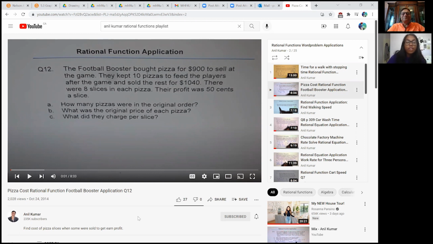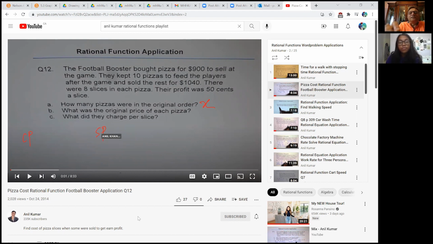For question A, how many pizzas were in the original order? The first thing is to find what X is. We'll say, let the number of pizzas be X. We don't know it, correct? So what they sold would be X minus 10. You're saying X is the total they purchased and what they sold was X minus 10, right? So we can find the cost price and the selling price, correct?